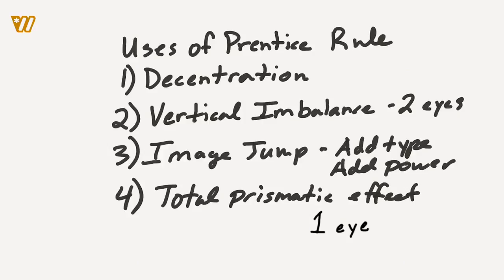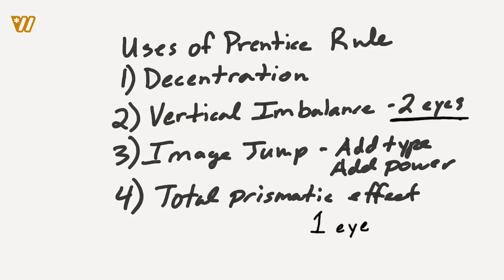So the first way we're going to talk about using Prentice's rule, but it's not going to say, hey, use Prentice's rule, is decentration. So any kind of question where it says you decenter a lens, how much prism is going to be induced? Think, all I'm doing is Prentice's rule. Second way is going to be vertical imbalance. That's going to be 2 eyes, key point. So 2 eyes, vertical imbalance.